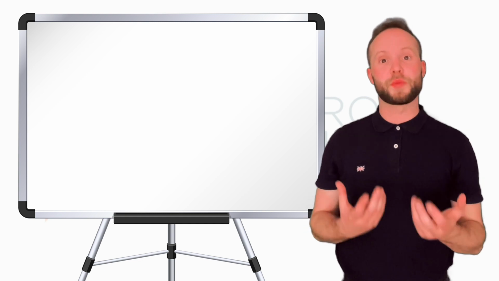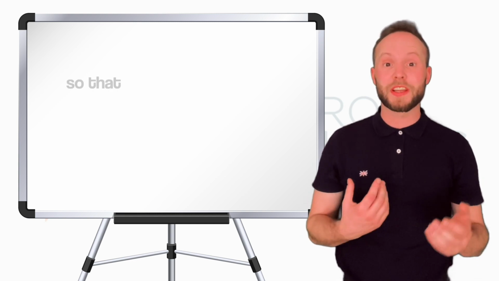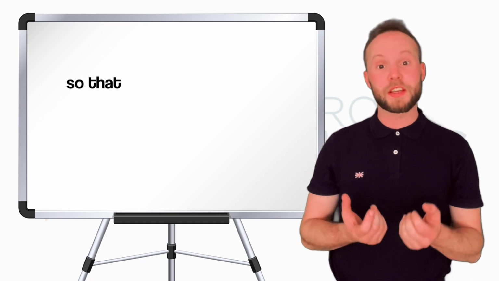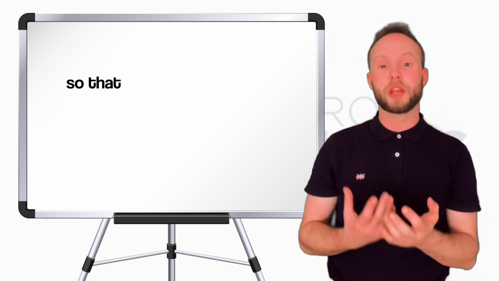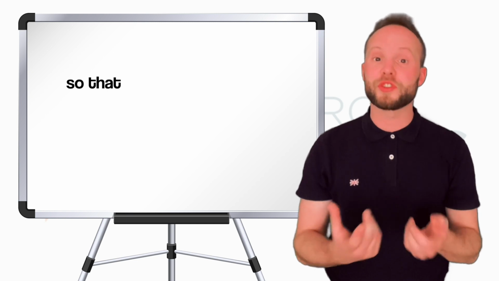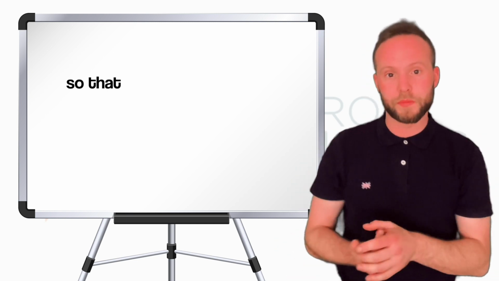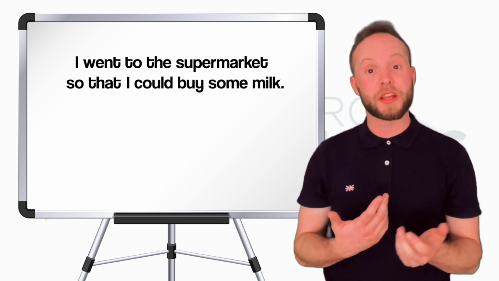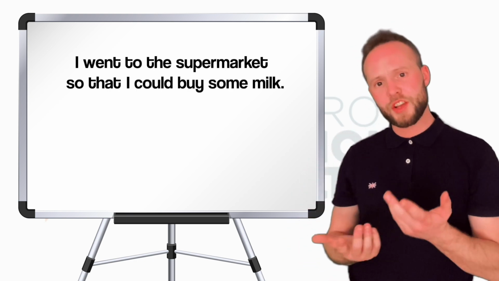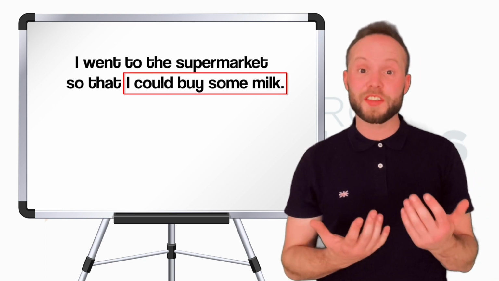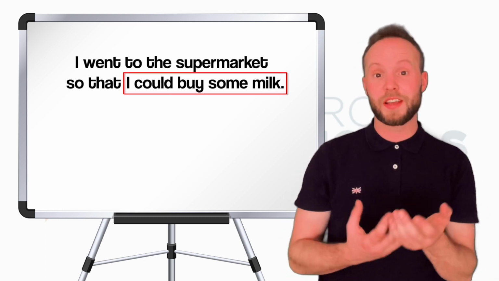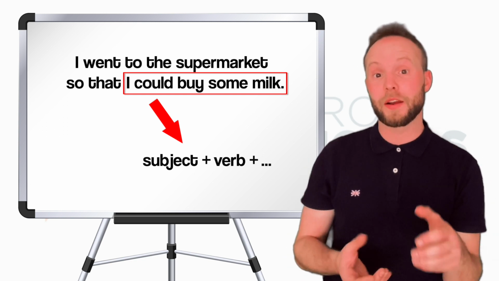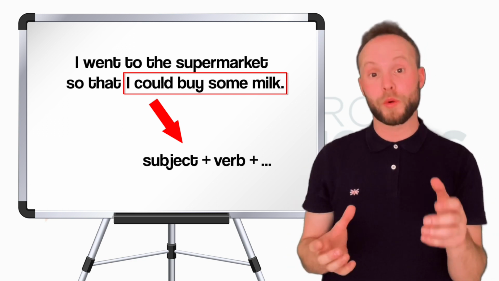The next connector we're going to see that expresses purpose is so that. So that expresses the same idea as the previous 3 we have seen, but it uses a slightly different structure. Here's an example. I went to the supermarket so that I could buy some milk. As you can see here, the part of the sentence that comes after so that is an independent clause, a fully formed idea. I could buy some milk.